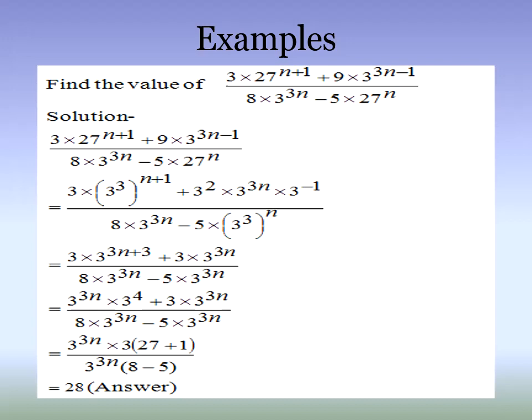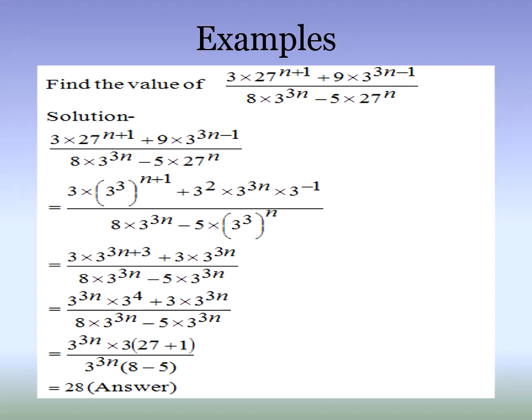Similarly, in the denominator we need to try the same type of form. Like check 27, you can write (3 to the power 3) whole to the power n plus 1. 9 we can write 3 square. In the denominator 27 to the power n, just change it to (3 to the power 3) whole to the power n. So now in the next step, (3 to the power 3) whole to the power n plus 1, this time powers are multiplied, so that becomes 3n plus 3.